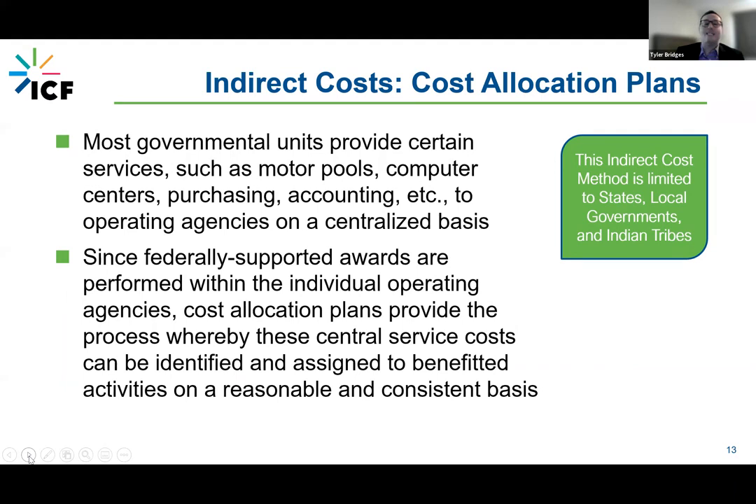Next, let's look at cost allocation plans, which are limited to states, local governments, and Indian tribes, and cannot be used by nonprofits. Most governmental units provide certain services, such as motor pools, computer centers, purchasing, accounting, etc., to operating agencies on a centralized basis. Since federally supported awards are performed within the individual operating agencies, cost allocation plans provide the process whereby these central service costs can be identified and assigned to benefiting activities on a reasonable and consistent basis.